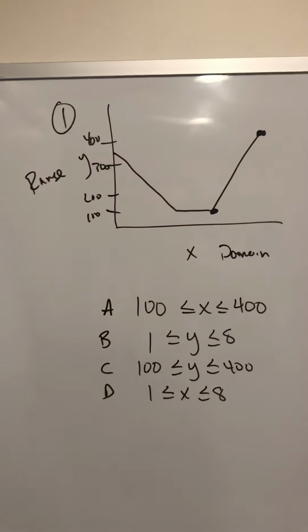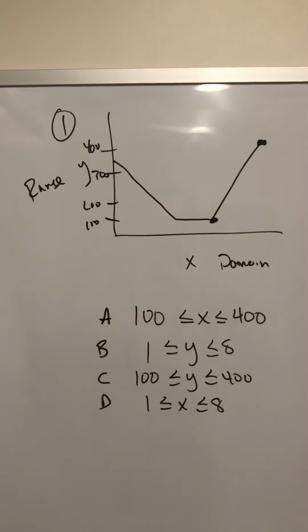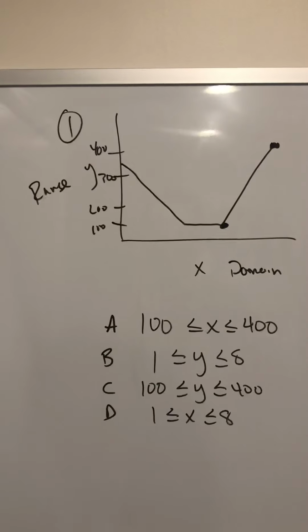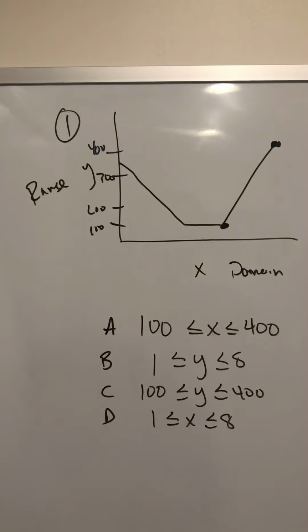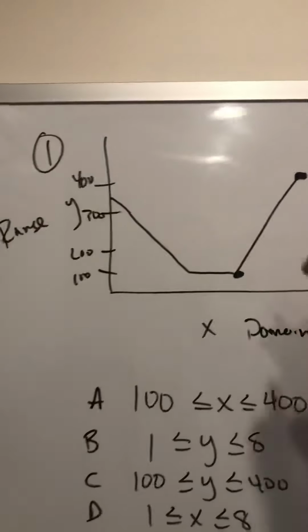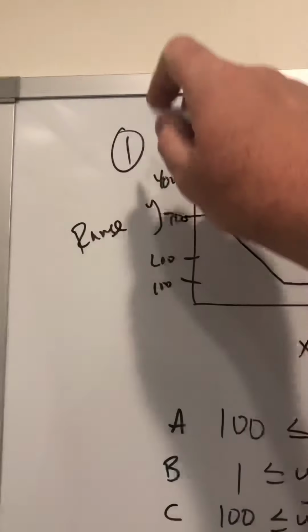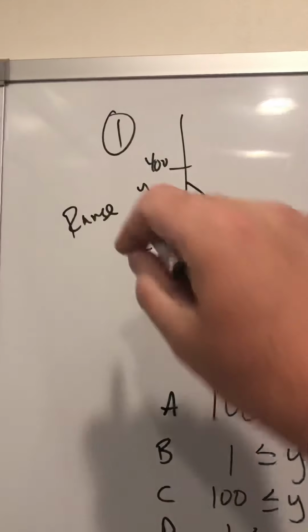Okay, so what we're doing today is we're talking about domain and range. Domain are going to be your x coordinates. Y is going to be your range. The y coordinates are your range. So whenever we go to do these, x coordinates will represent your domain, left and right, and the y represents your range, up and down.